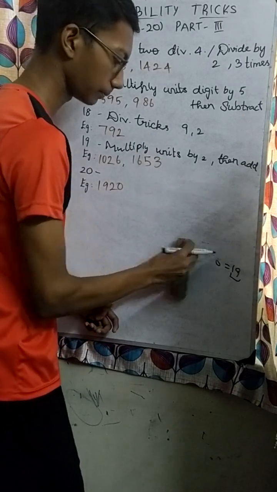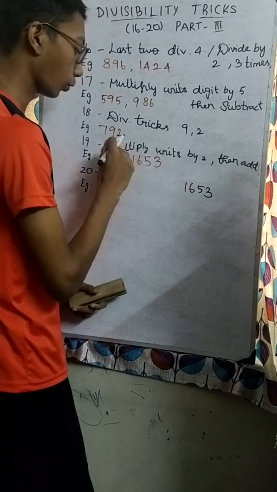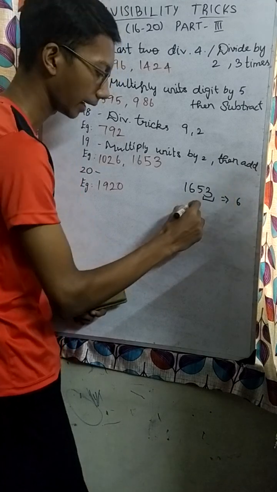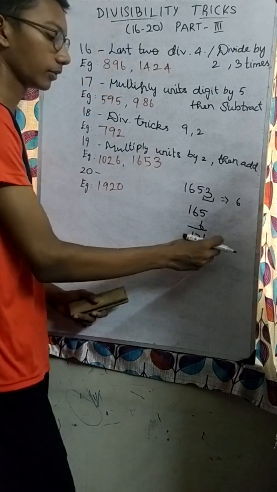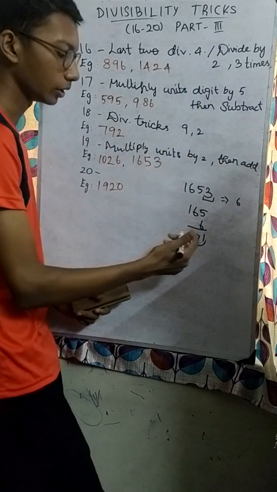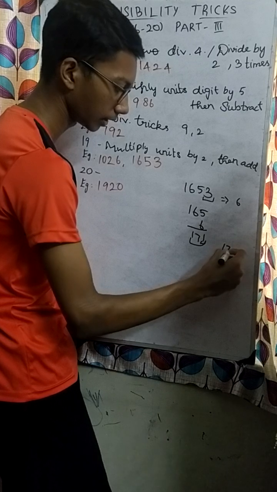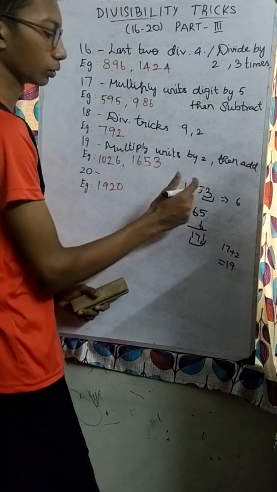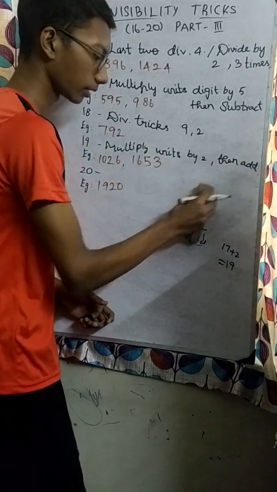Now the next example. Let's say 1653. Now multiply units digit by 2. That is 3 times 2 gives 6. Then add 165 plus 6 gives 171. Again, we cannot say if this number is directly divisible by 19 since this is a higher number. So again apply this rule. So units digit by 2, that is 17 plus 2 gives 19. So this number is divisible by 19. So 1653 is also divisible by 19. This is the divisibility trick for the number 19.